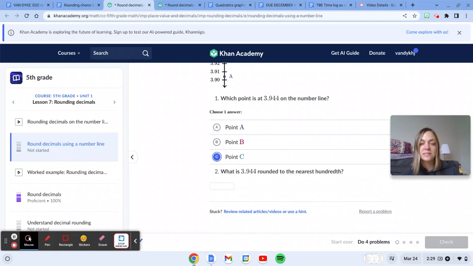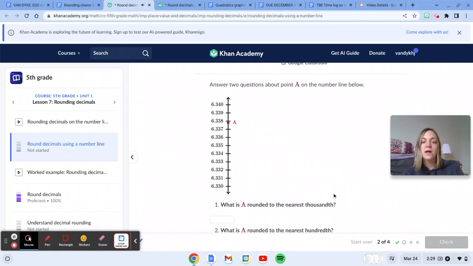Next, it says, what is this number rounded to the nearest hundredth? So the 9 is in the tenths place. The 4 is in the hundredths place. So we're going to use the number immediately to the right to round the number to the nearest hundredth. If it's 4 or below, just don't go. If it's 5 or above, give it a shove. So this is a 4 or below. That means that this is going to stay 3.94 instead of rounding up to 3.95.